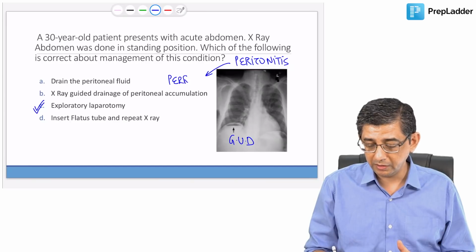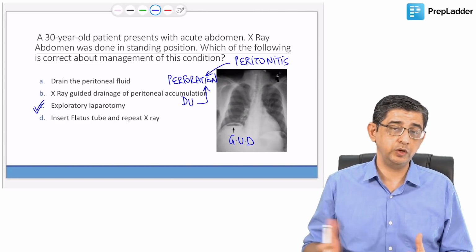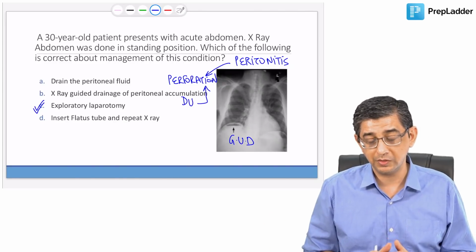Why did he have a perforation? I can highlight the fact that this could be an undiagnosed duodenal ulcer, because most of the time an undiagnosed duodenal ulcer can perforate and cause a perforation peritonitis. The answer to this question is option C.